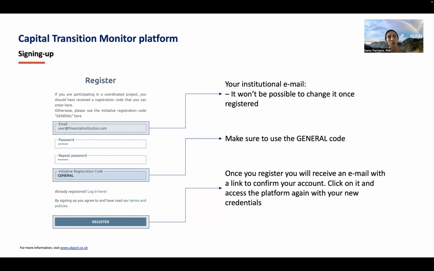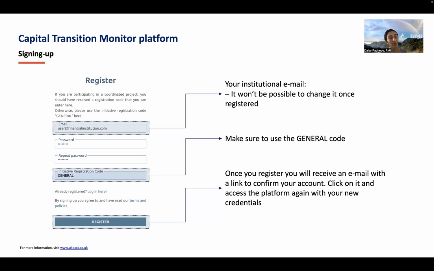We recommend that you create only one username per financial institution, and that you create the username using not your own personal email, but your institutional email. The initiative registration code, as you see here, should always be general, except for coordinated projects in which we work with supervisors and regulators. But in this case, if you are an asset manager or asset owner, you can log into the platform using the general code, as you see here.